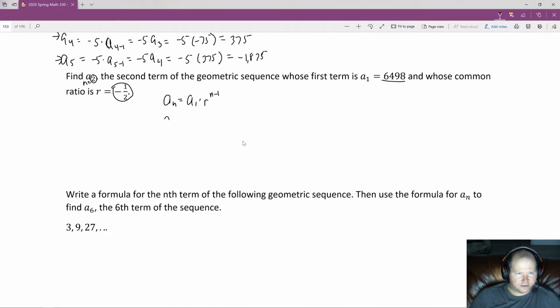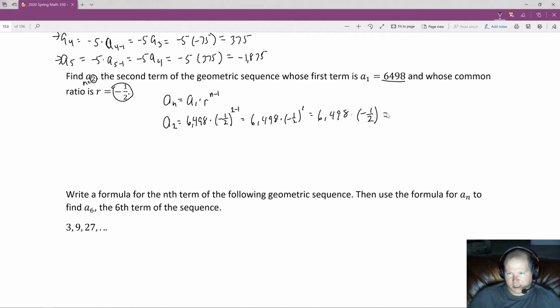Okay, so let's plug everything in. We're looking for the second one. So a1 is 6,498. We have r is equal to negative 1/2. And we want it to the n minus 1 power, 2 minus 1 power. That gives us 6,498 times r, which is negative 1/2, to the first power, which means we're simply multiplying 6,498 times negative 1/2, which is negative 3,249.